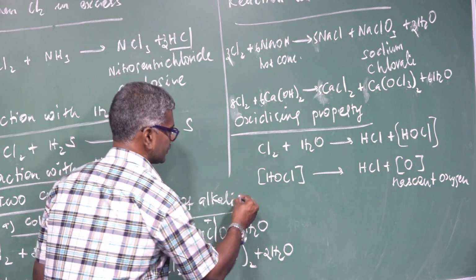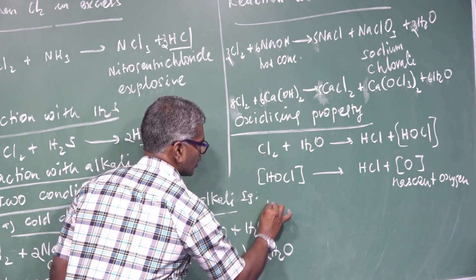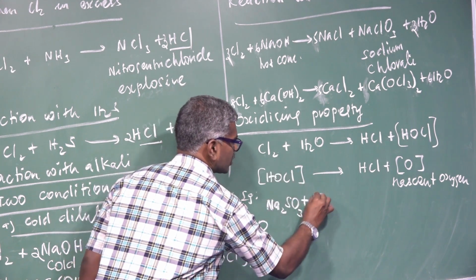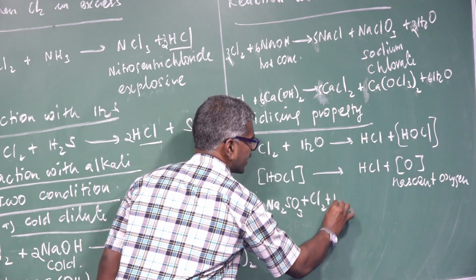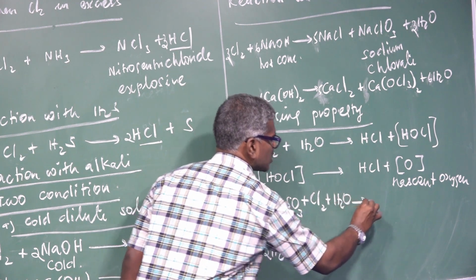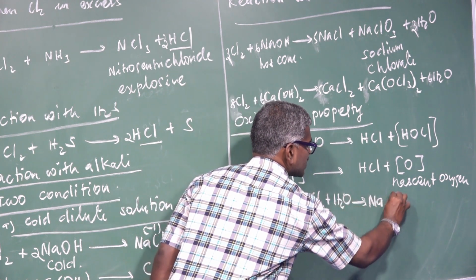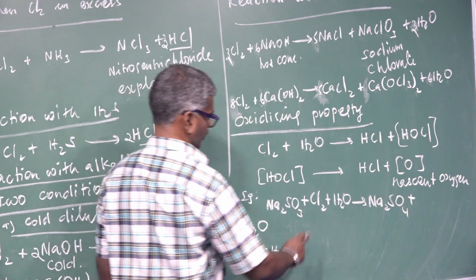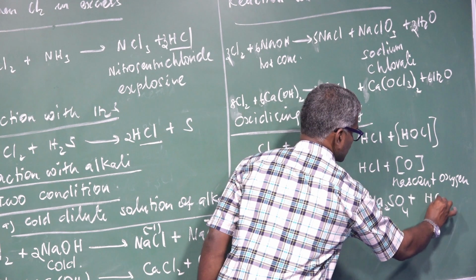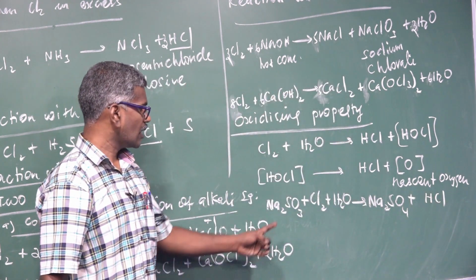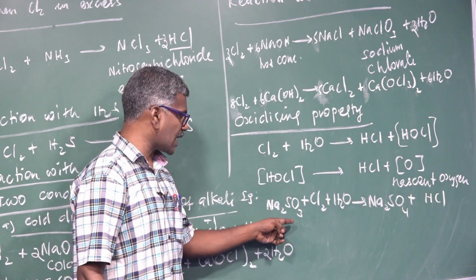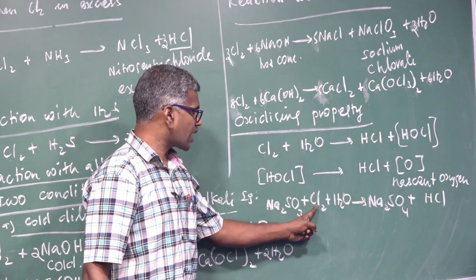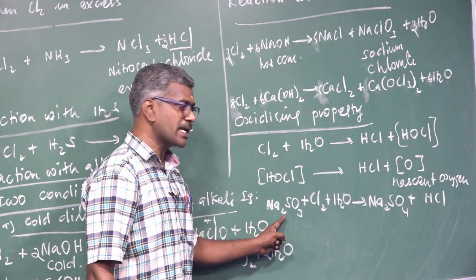For example, Na2SO3 reacts with chlorine, water to form sodium sulfate and HCl. Oxidized, sodium sulfite is converted into sulfate. This one acts as an oxidizing agent, this one acts as a reducing agent.